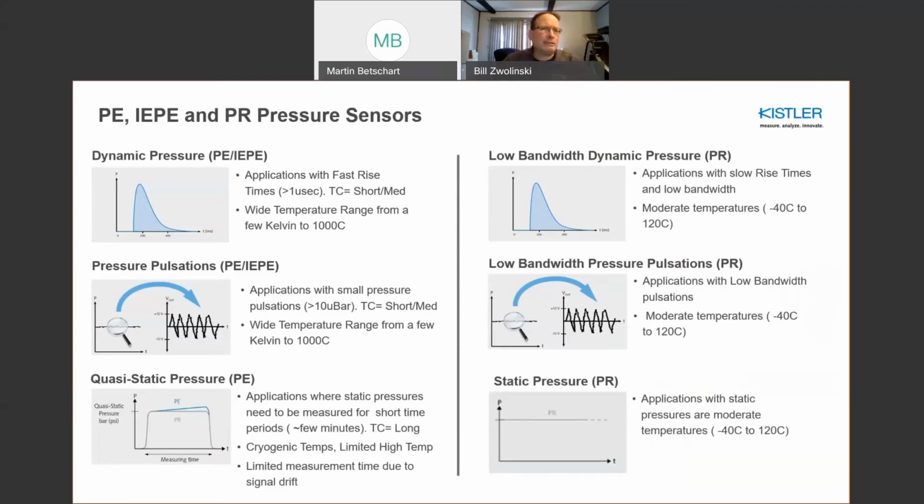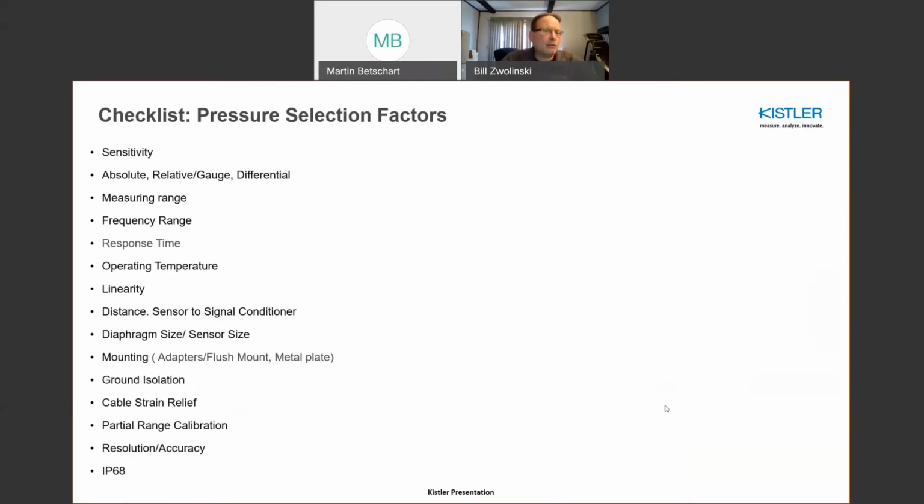I talked already on the dynamic pressure capabilities of piezoelectric. Pressure pulsations and quasi-static pressure are also very much achievable with piezoelectric and IEPE piezoelectric technology. For piezo-resistive technology, you need low bandwidth dynamic pressure measurements, low bandwidth pressure pulsations, and certainly static pressure is absolutely where it's optimized. And here's a checklist again. Some of the parameters I've talked about before, but linearity is always a key error source, and frequency range. These are all quite important selection parameters to consider.